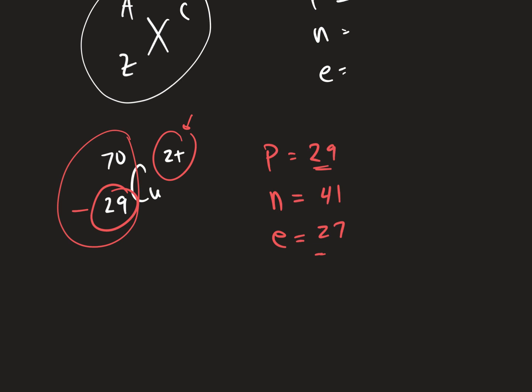Do we know about isotopes? What's the definition of an isotope? Same atomic number, but different mass number. Yep. So what does that mean? Same number of protons, that's the same atomic number, right? And different number of neutrons, so different mass. Good?